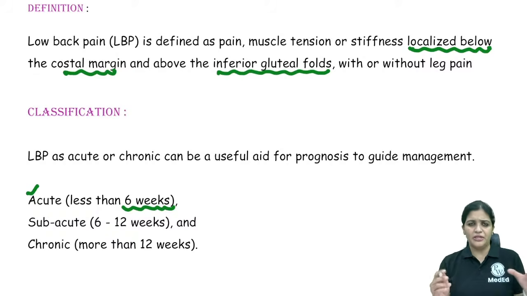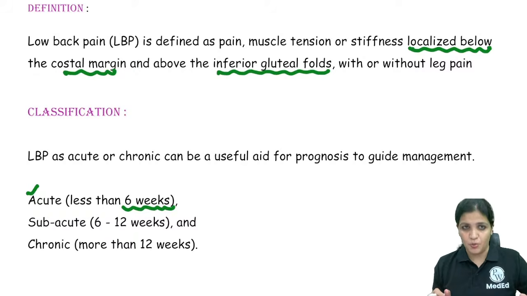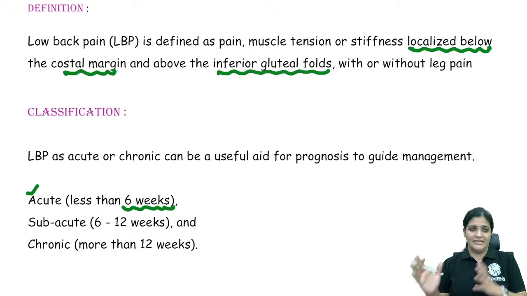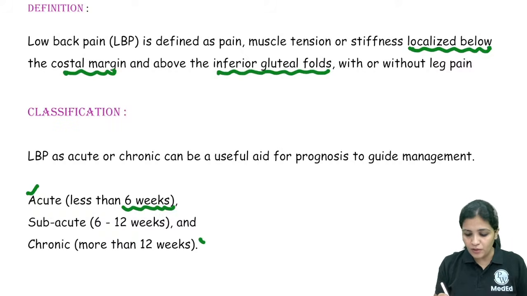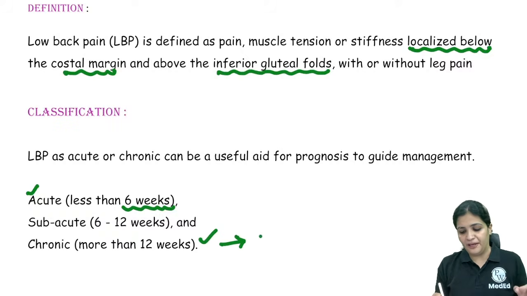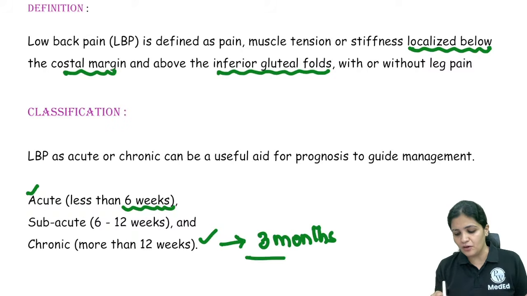Usually a patient who has low back pain doesn't present to you instantly. They will take up to 1 to 3 days, they will wait for it to reduce, and if it is not reducing, then they will present to you. So less than 6 weeks is considered acute low back pain, 6 to 12 weeks is subacute pain, and more than 12 weeks, that is more than 3 months, is chronic pain.